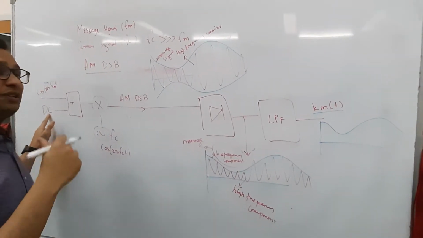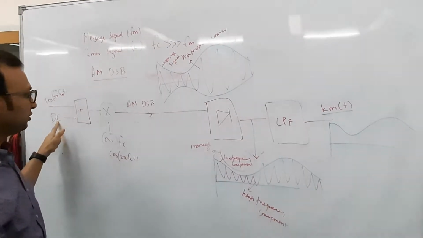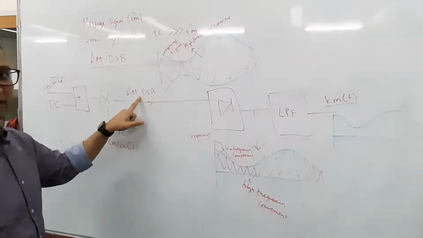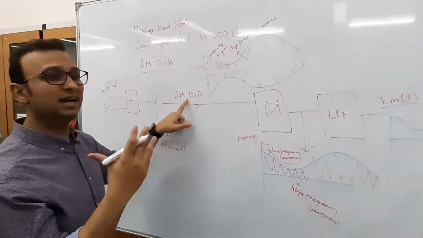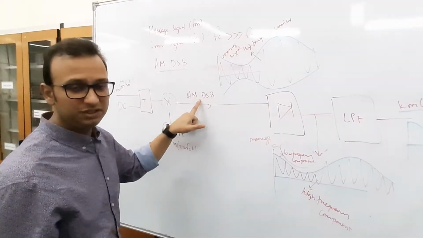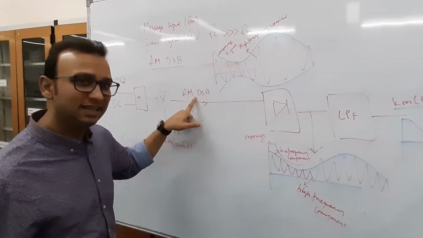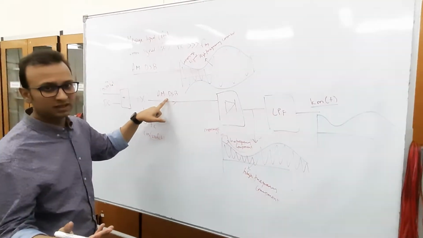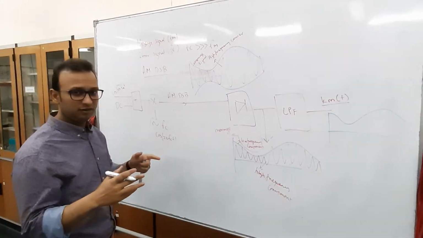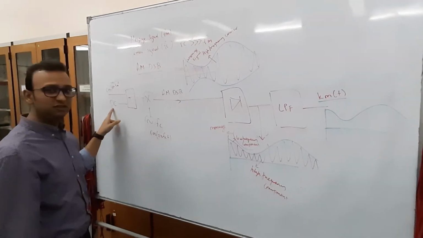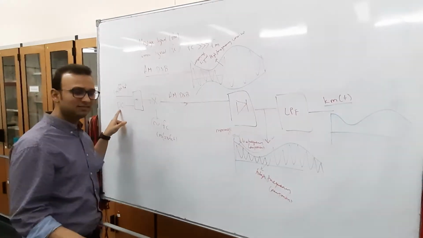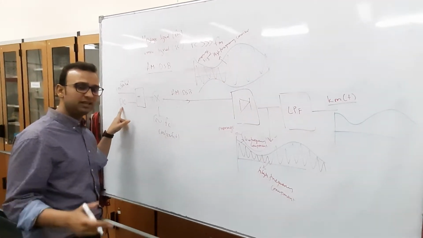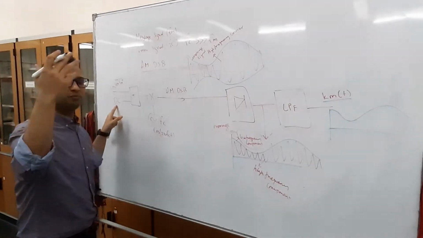Now if you give too much DC, the problem would be your AM double sideband signal will have a very high DC value, and this very high DC value will mean you need lots of power. So there is a trade-off between how much DC to be added, because if you add less, you lose your signal. If you add more, you need more power.